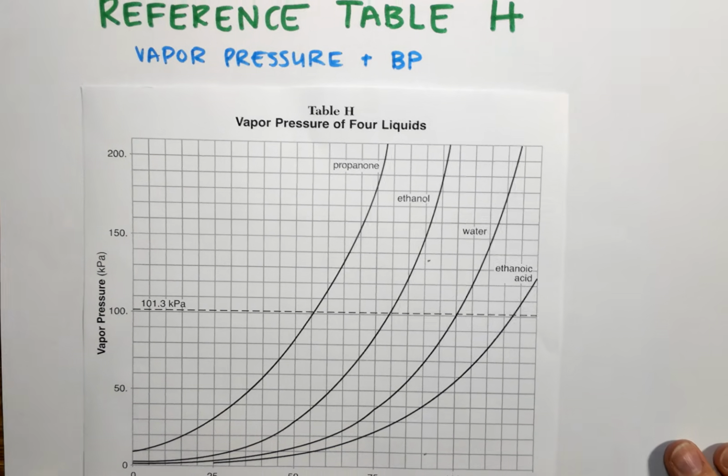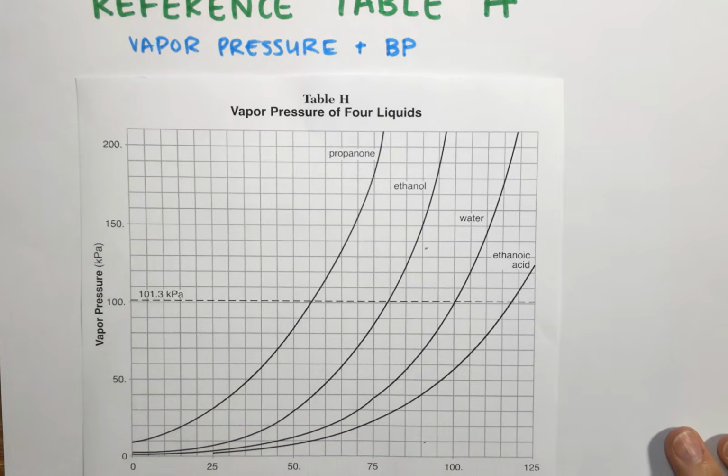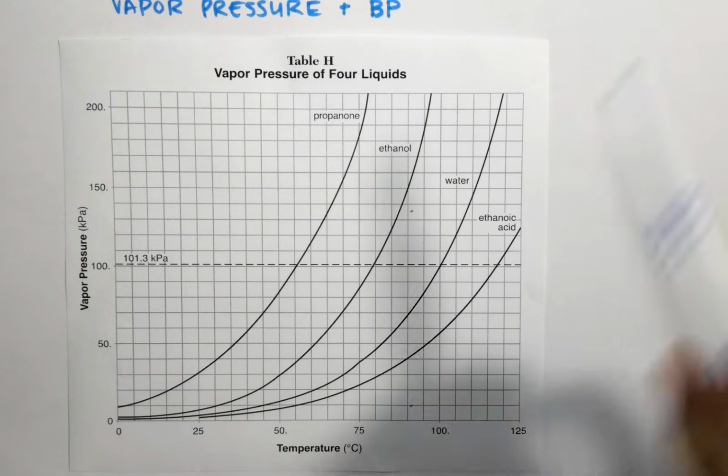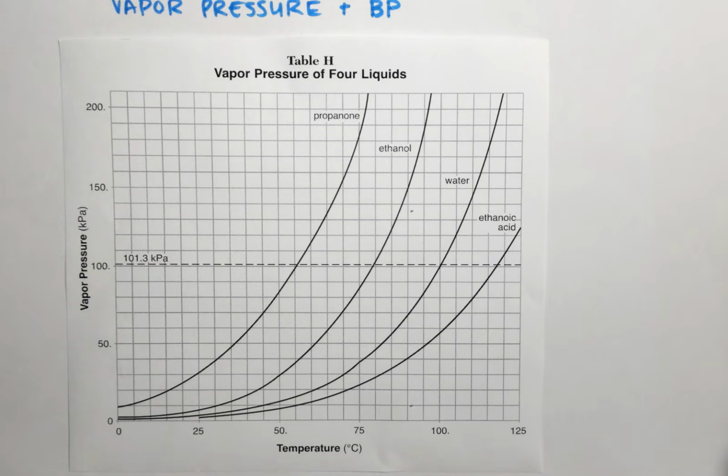All right, so looking at table H, what I really just see is one big old graph, and that graph is relating temperature to vapor pressure. And as any fourth grader could tell you, since all four of these lines go up, that must mean that as I increase the temperature, the vapor pressure also increases.